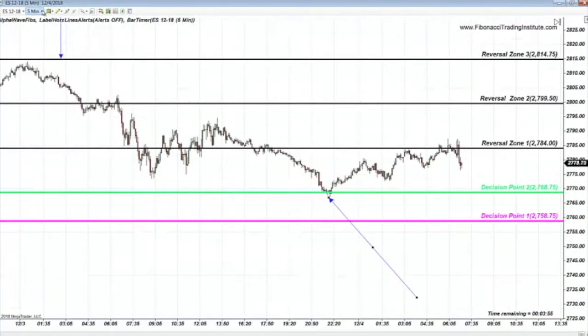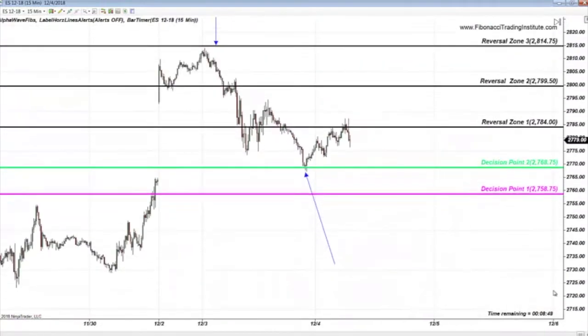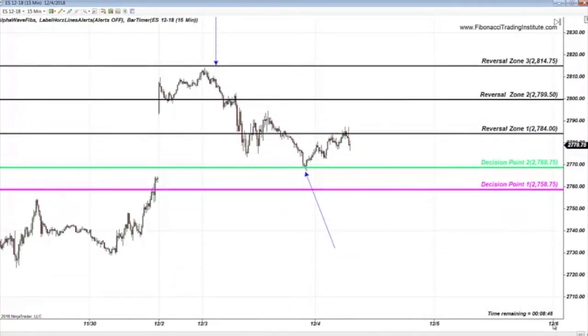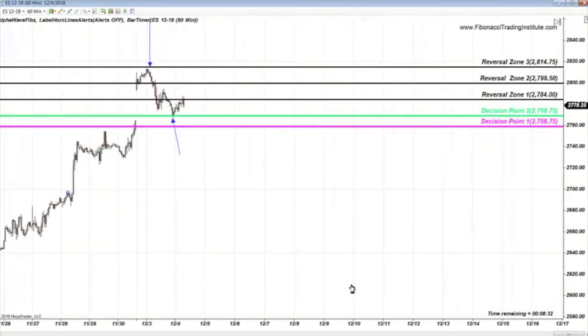And if I convert this chart to 15, the exact same formula remains. It's all the same. The only difference is risk management and trader psychology. And if I convert this chart to 60, it's all the same. Clear on that?